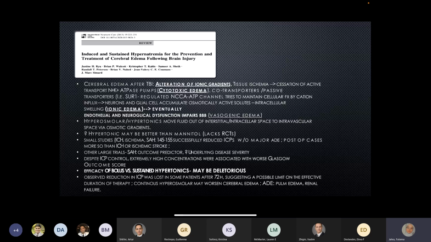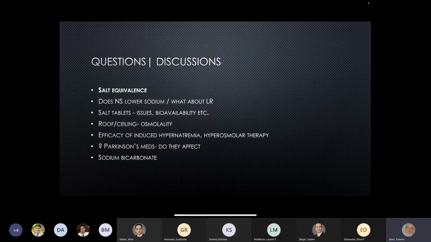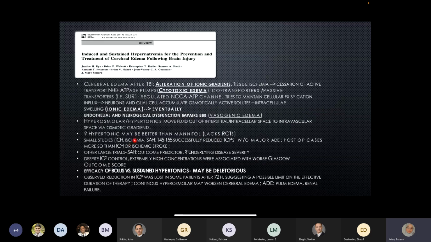It talks about it right here. And then they also found that hypertonic therapy can be better than mannitol in some cases.